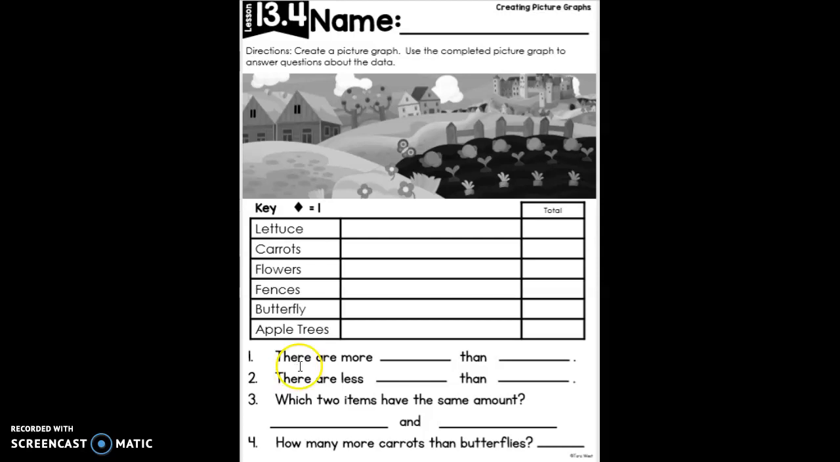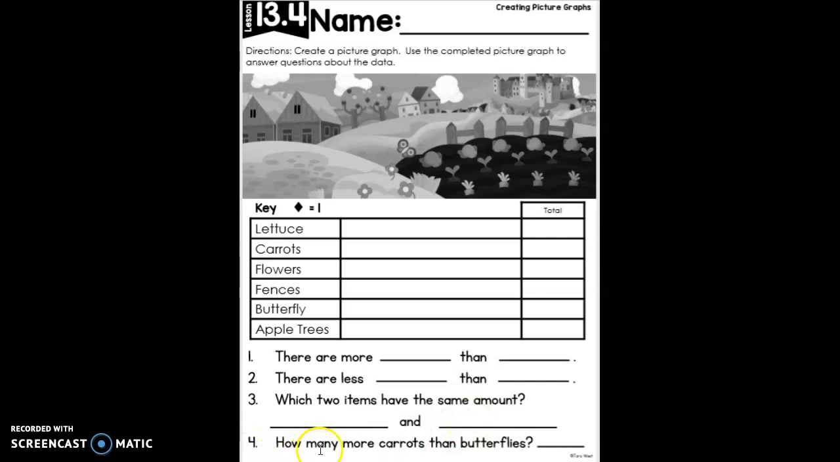Question number 1. There are more blank than blank. There are more blank than blank. Number 2. There are less blank than blank. Number 3. Which 2 items have the same amount? Blank and blank.